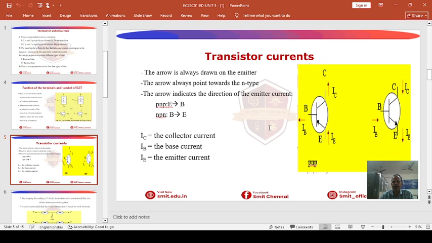So here IC is called the collector current, IB is called the base current, and IE is called the emitter current.